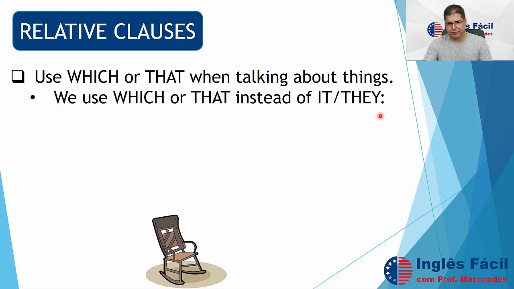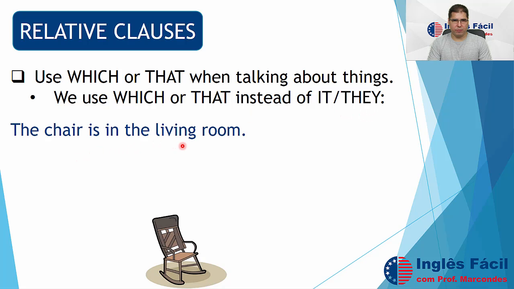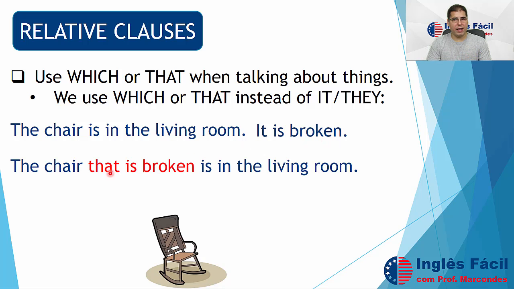Let's see an example. The chair is in the living room. Now, which chair? The chair, in this case, is broken, right? The chair is broken. Now, we can add these two sentences together, saying the chair that is broken is in the living room. Now, in this case, that is replacing it, right? It is broken, and now we are using that is broken. The chair that is broken is in the living room.